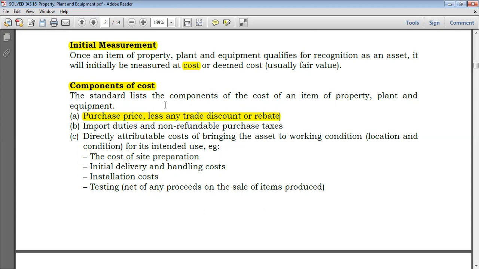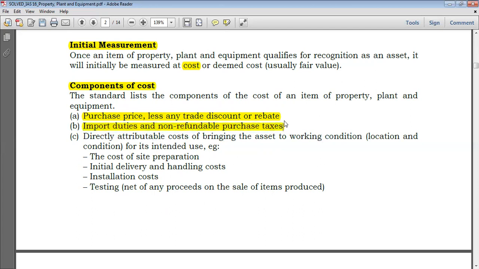Since that amount of $6 million will not have been paid, you take the purchase price less any trade discount or rebate. Something from which expenditure is not incurred by you cannot be taken into the measurement of the value of the asset. But also we have this one, import duties and non-refundable taxes.